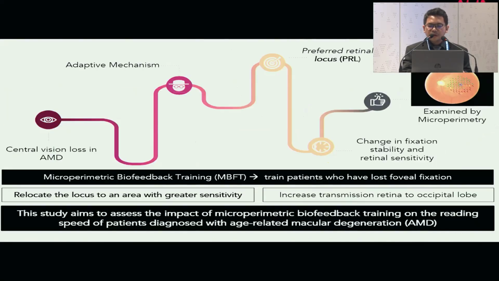When the fovea is no longer functional, patients tend to develop an adaptive mechanism called the preferred retinal locus, or PRL, which is a region of the retina that compensates for the loss of central vision. However, this natural adaptation is often inefficient. This is where microperimetric biofeedback training, or MBFT, comes in. MBFT is a technique that actively trains patients to relocate fixation to a more optimal area on the retina, one that retains greater sensitivity and better stability. Our objective was to evaluate the impact of MBFT on one of the most critical aspects of visual function, which is reading speed.